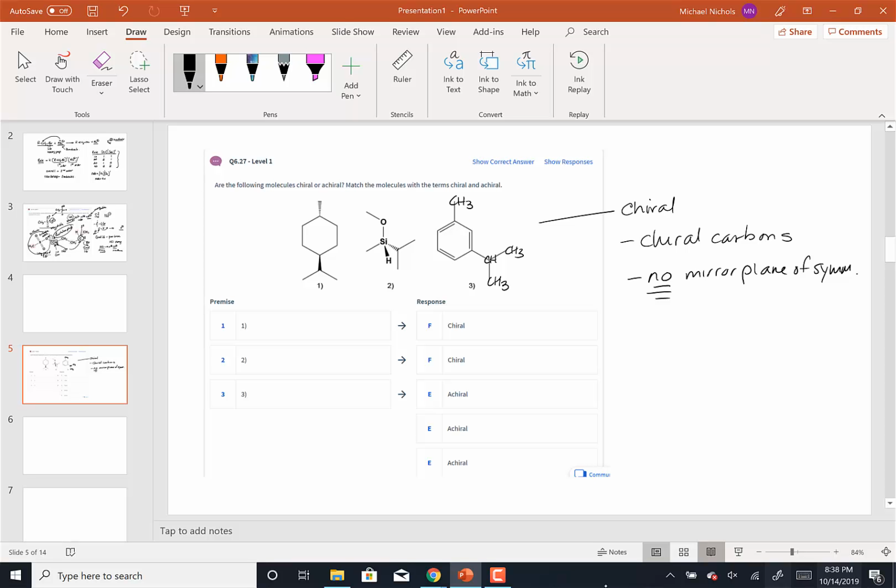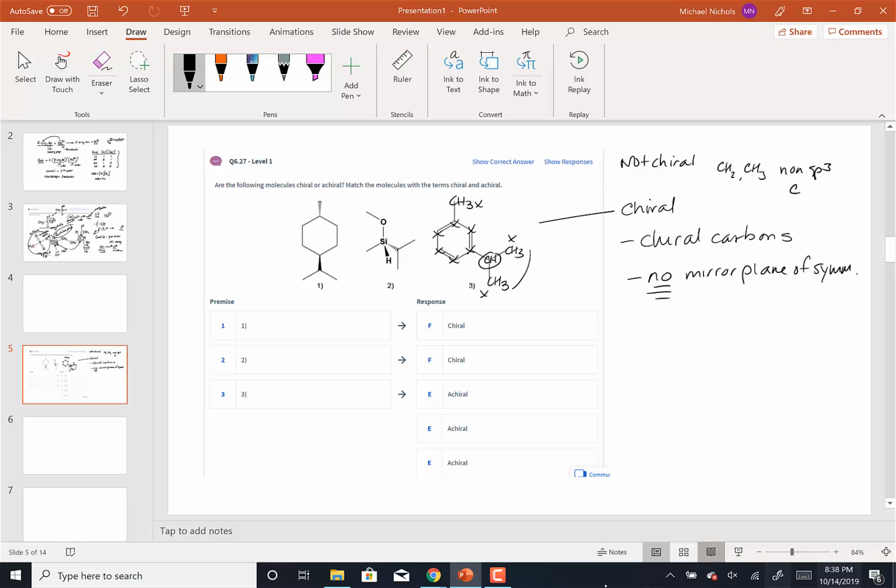First of all, I've got to look for chiral carbons. Well, what cannot be a chiral carbon? Carbons that are not chiral include CH2, CH3s, non-sp3 carbons. So if we look in this molecule, the non-sp3 carbons eliminates all the carbons in the ring. It eliminates the CH3s. The only thing that's left is this CH, but does that CH have two of the same groups attached to it?